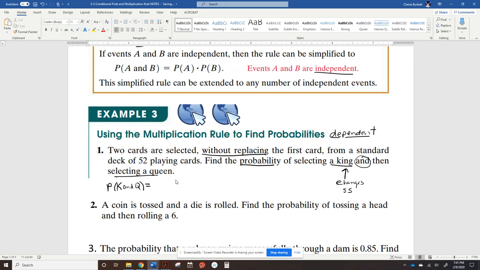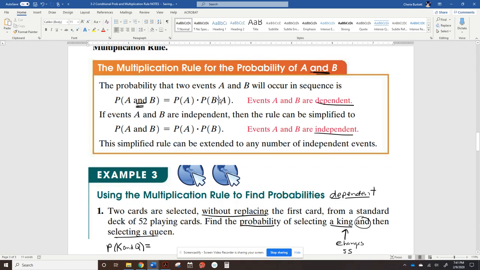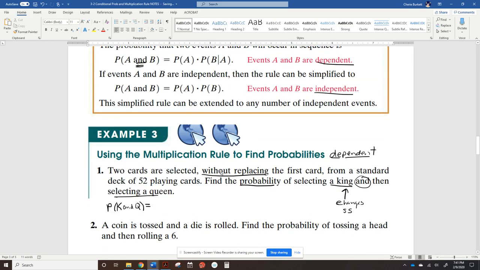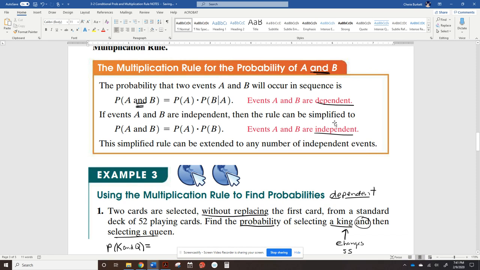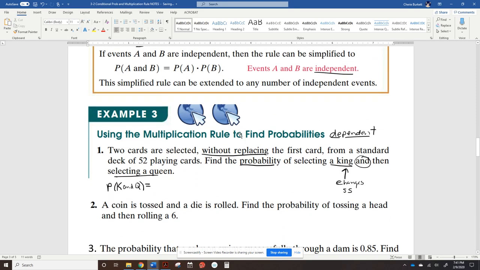So when they're dependent, this is the rule that you're going to multiply by. You're not just going to take the probability of finding a king and multiply it times the probability of finding a queen. That's what you do if they're independent. What we're going to have to do here is find the probability of getting a king and multiplying that times the probability of getting a queen, given that the king has already been drawn. So we know what the probability of finding a king is because there are how many kings? 4 out of a total of 52 cards.